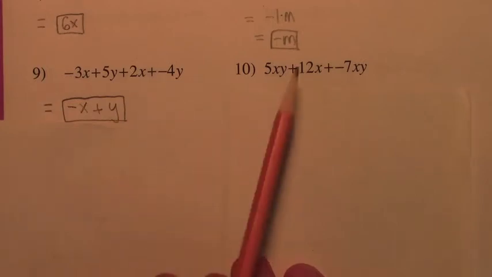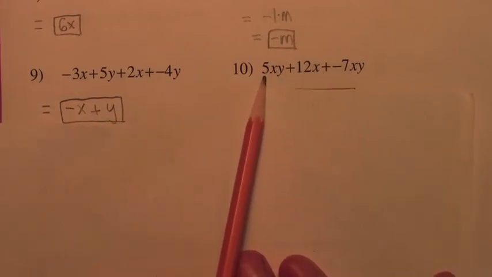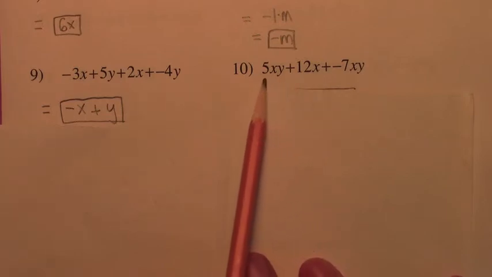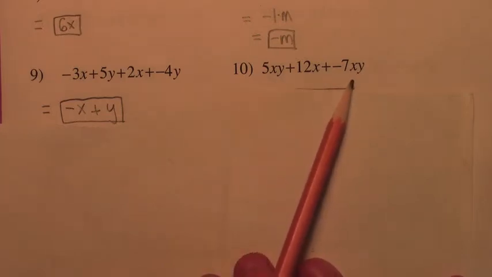All right, this is a good one. How many terms do you see? 3. Any like terms? Well, it turns out, see how it says 5xy and negative 7xy?